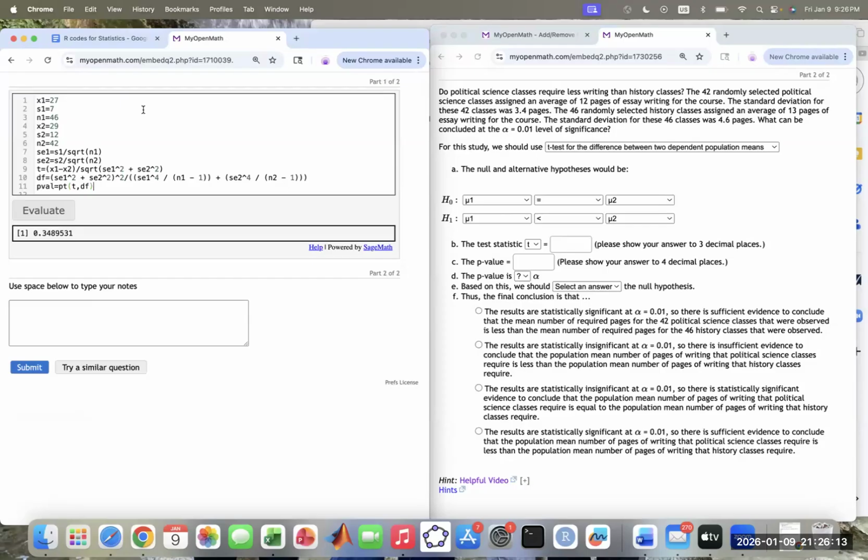For sample 1, the sample size would be 42, and the mean would be 12. So I have here 12 pages, and the standard deviation would be 3.4. Then for sample 2, we have a sample size of 46, the mean would be 13, and the standard deviation would be 4.6.